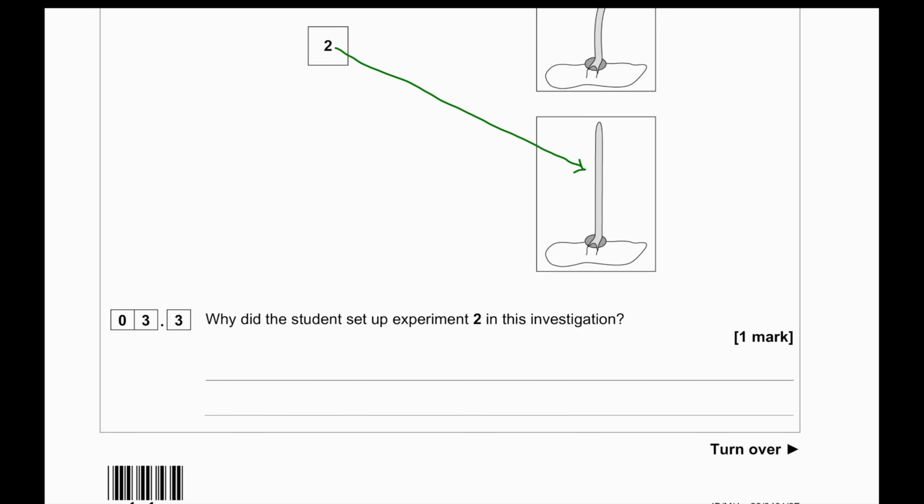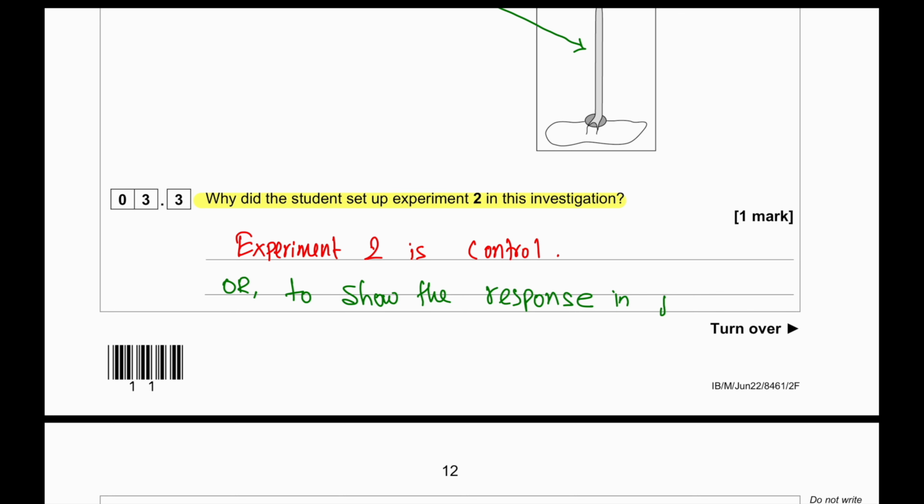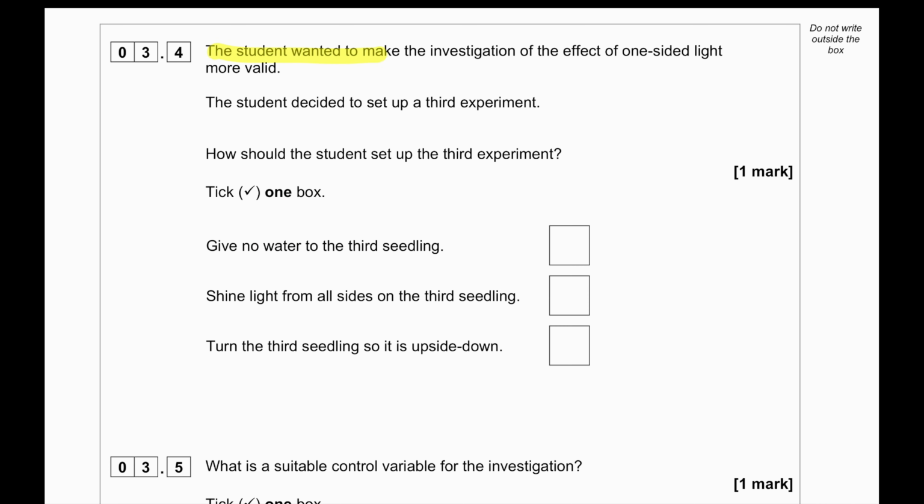Why did the student set up experiment 2 in this investigation? The student wanted to show that the response in experiment 1 is caused by one-sided light. So the second experiment is acting as a control. We can write either one of the points. The student wanted to make the investigation of the effect of one-sided light more valid.